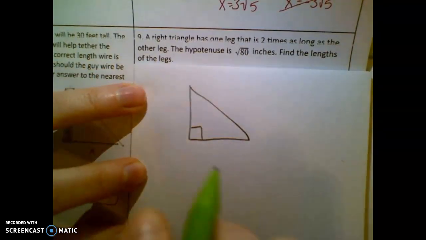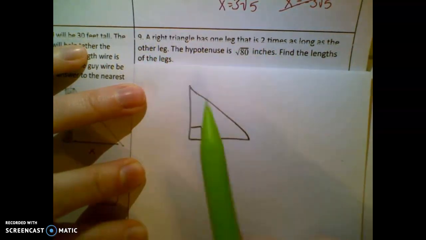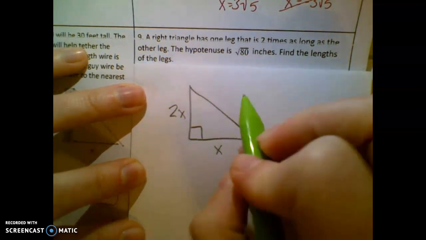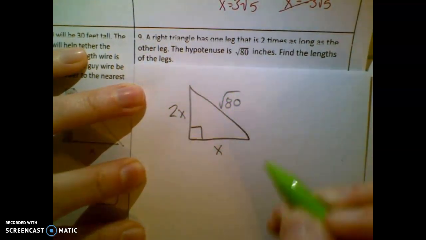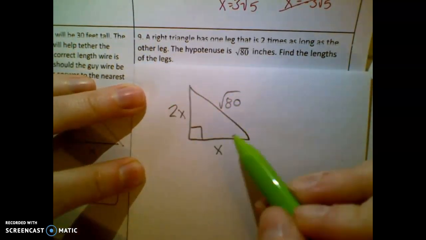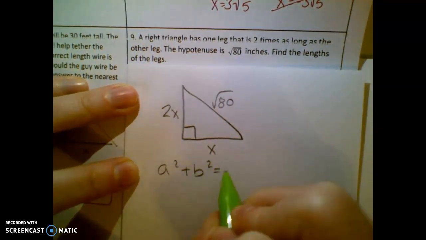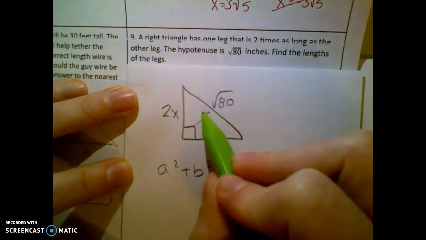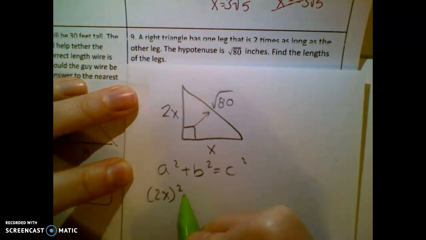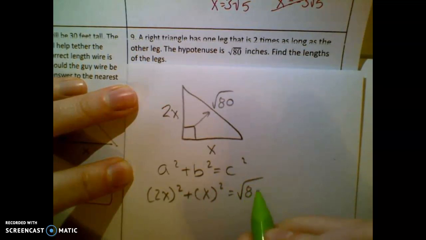All right, and last problem. A right triangle has one leg that is 2 times as long as the other leg. So we'll go ahead and call the other leg x, and then the one leg is 2x, and the hypotenuse is root 80. All right, find the lengths of the legs. All right, I didn't give you area or anything like that, so if you have a right triangle, the only thing you can do is a squared plus b squared equals c squared. Keep in mind that the c squared is always across from the hypotenuse, so I'm just going to call this guy 2x squared plus x squared equals root 80.